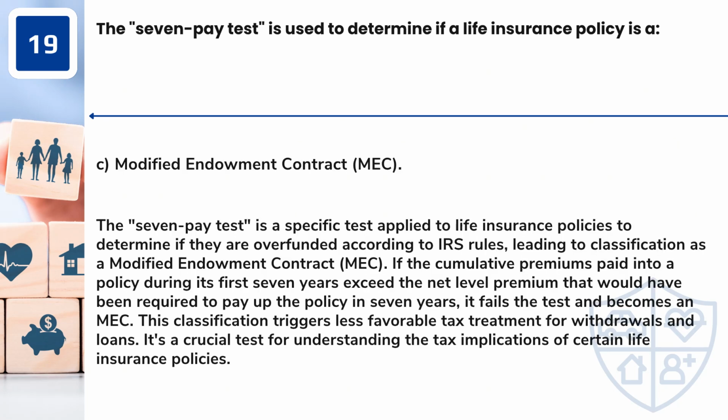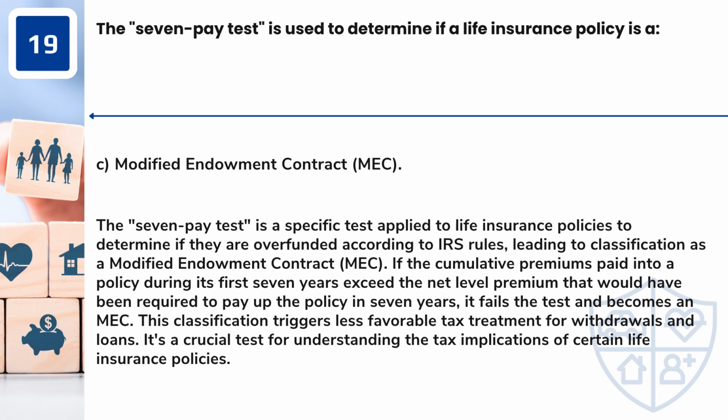Answer: C. Modified endowment contract, MEC. The 7-pay test is a specific test applied to life insurance policies to determine if they are overfunded according to IRS rules, leading to classification as a modified endowment contract, MEC.